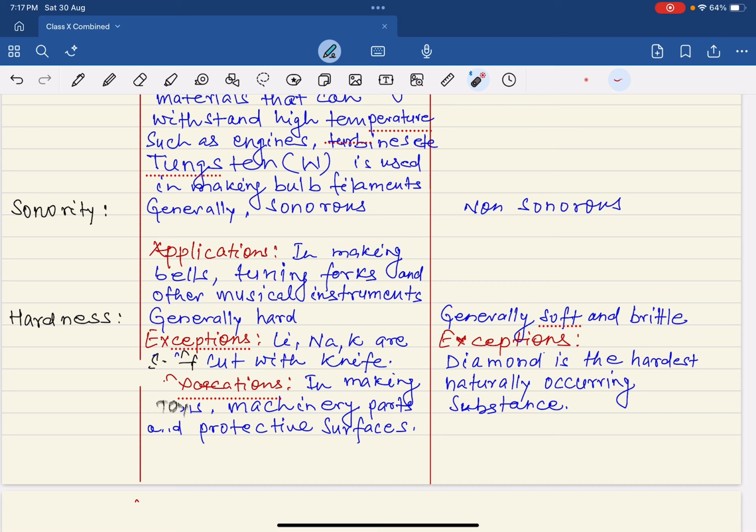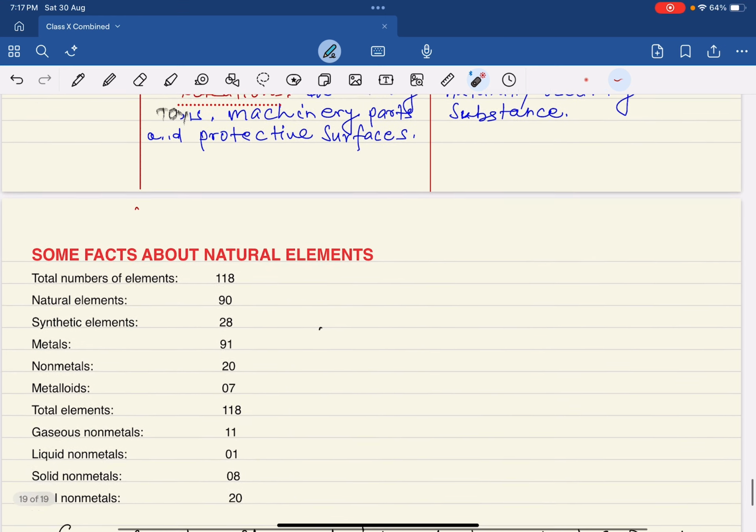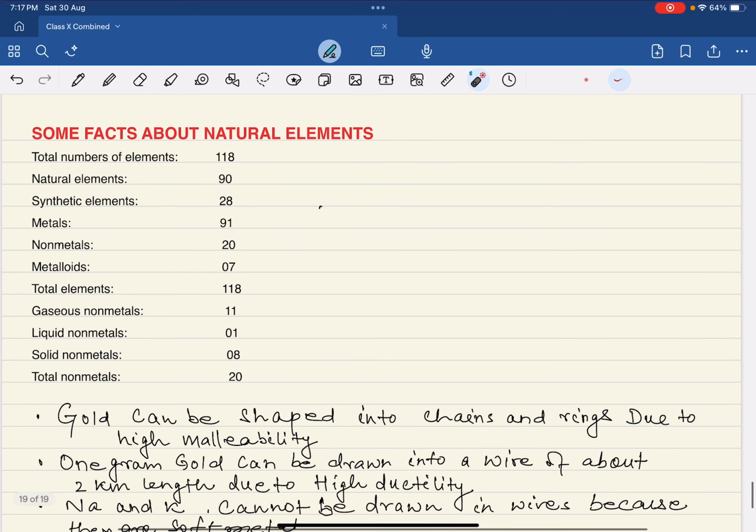So, on the basis of properties, we are able to differentiate metals and non-metals on the basis of physical properties. Again, I am going to point out the terms. Number one is state, metallic luster, malleability, ductility, conductivity, that is metallic conductivity and electrical conductivity, density, melting and boiling point, and sonority. Then I am going to explain some facts about natural elements. This is very, very important for the objective question.